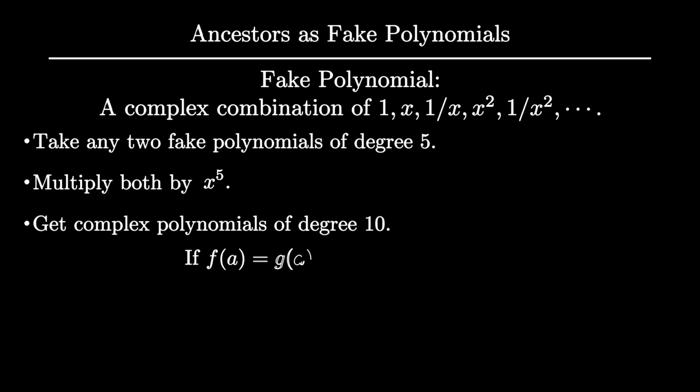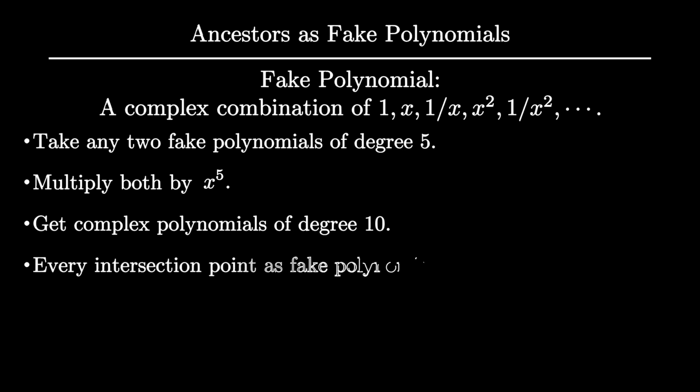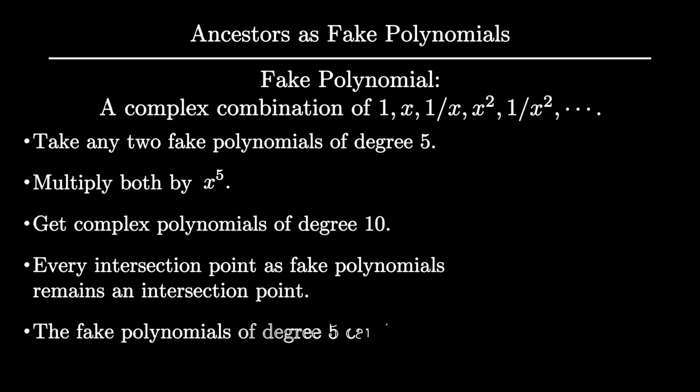What's more, if the two fake polynomials had the same value at some input a, then the resulting complex polynomials will also have the same value at the point a, since they're both just being multiplied by a to the 5. So the number of intersections of the two does not decrease. But we know that two degree 10 polynomials cannot intersect more than 10 times. That means that the two degree 5 fake polynomials could also not intersect more than 10 times. That's right, fake polynomials have a limit to the number of times they can intersect. The Shev is back in business.